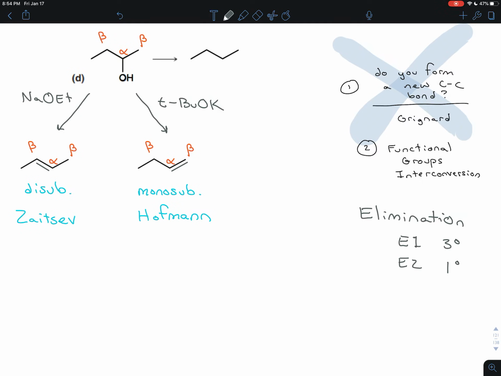One thing to note is no matter what you use, you will always get both of these, technically. You'll always get a mixture. It's just a matter of which one gives you the major product. The bulky base will give you the Hoffman product as the major product, and the skinny base will give you the Zaitsev product as the major product. So either of those would be fine.